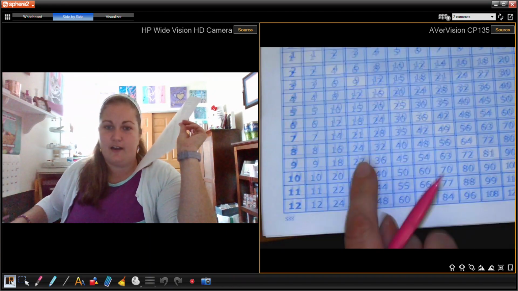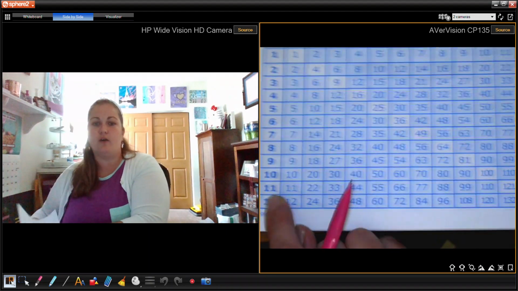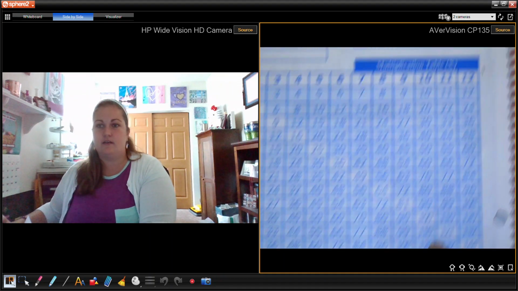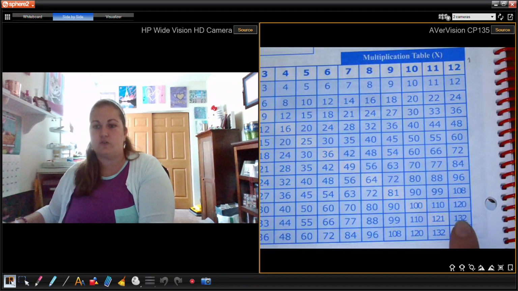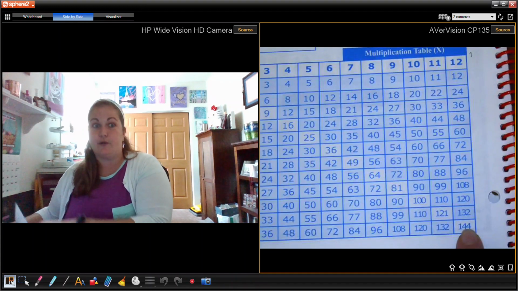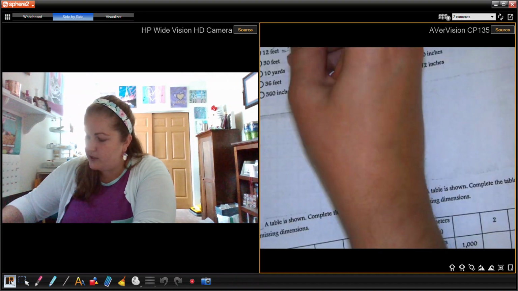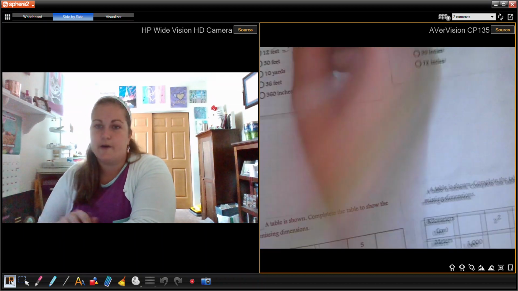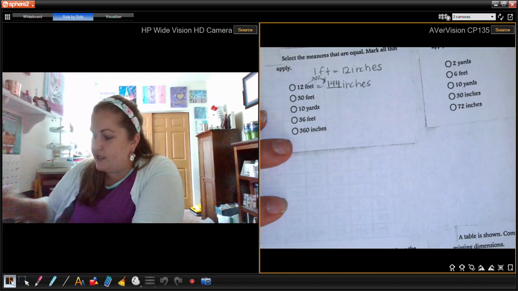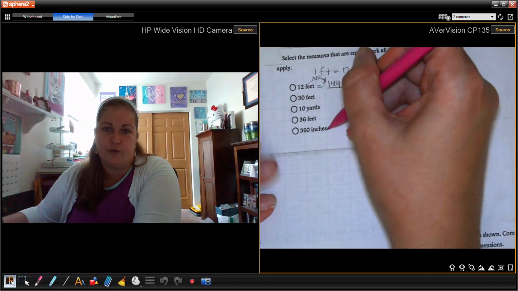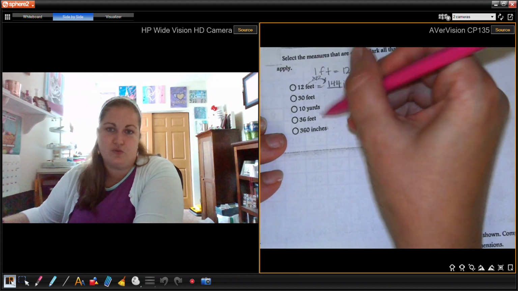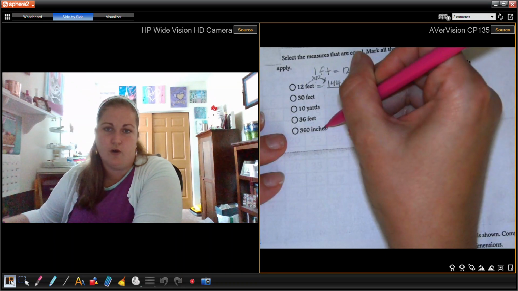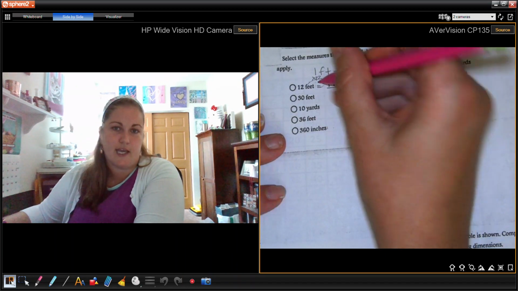Luckily, if you don't already have that fact stored, so 12 times, I'd follow it all the way over to 12 over here. 12 times 12 is 144. So I already know that 12 feet does not equal 360 inches. So if I'm choosing this one, I can't choose that bottom one. If I choose this bottom one, I can't choose that top one because they're not the same.